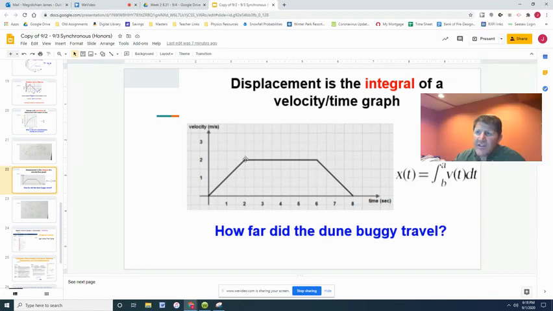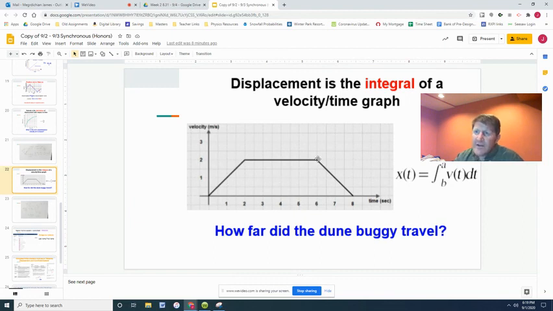Now, what is the average velocity here? So between this point and this point, I go from 0 to 2 meters per second. And that happens over a period of 2 seconds. So on average, the velocity was 1 meter per second. 1 meter per second for 2 seconds. During this time, 2 meters were traveled. From here to here, it's pretty easy to get the average velocity. The average velocity was 2 meters per second, and it was 2 meters per second between 2 and 6 seconds. So 4 seconds at 2 meters per second would give me 8 meters. So I have 2 meters, 8 meters.